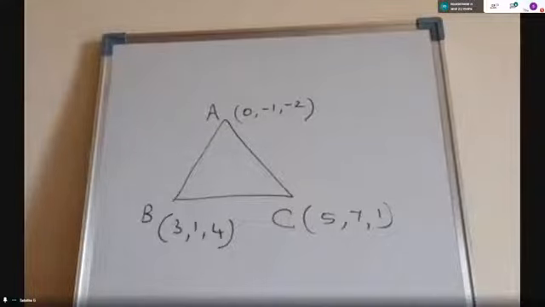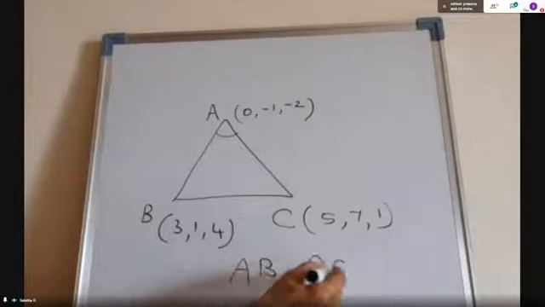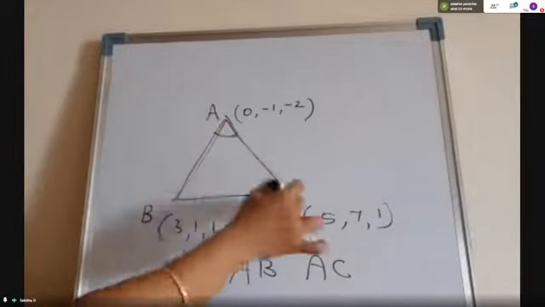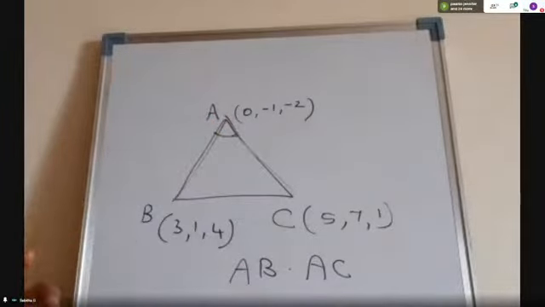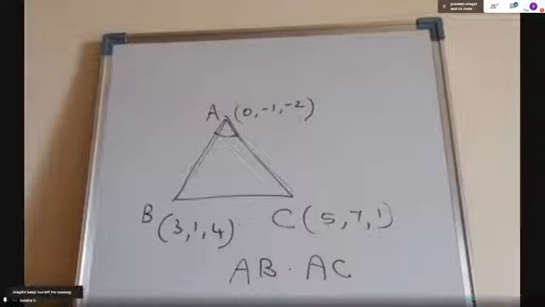Find the angle A. How will you find it? You have to find AB dot AC, correct? The angle between AB and AC.